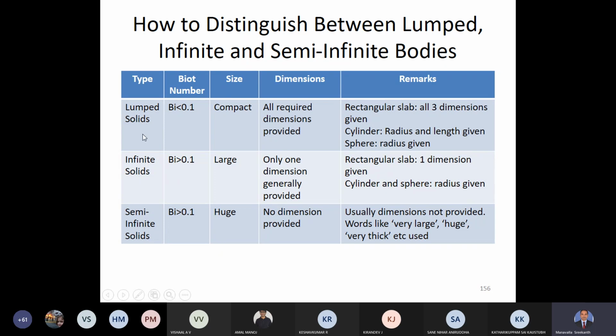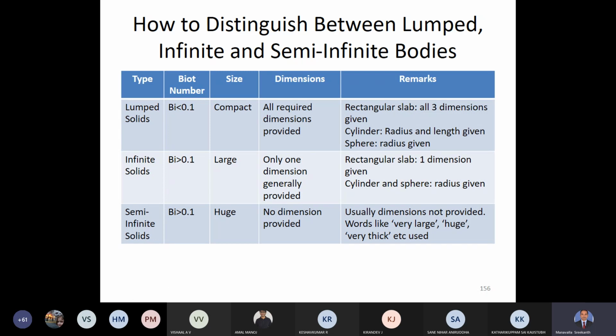Then what will be the size? Lumped solids, by definition, are supposed to be small, because the temperature has to be uniform. For that, the object must be small. You are talking about a few millimeters, small size, or extremely large thermal conductivity. That is the requirement. So lumped solids are generally small and compact in nature. Infinite solids are larger than lumped solids, and semi-infinite solids will be huge, very, very big.